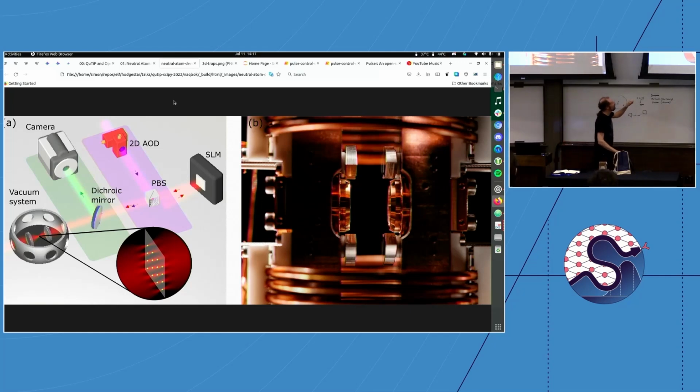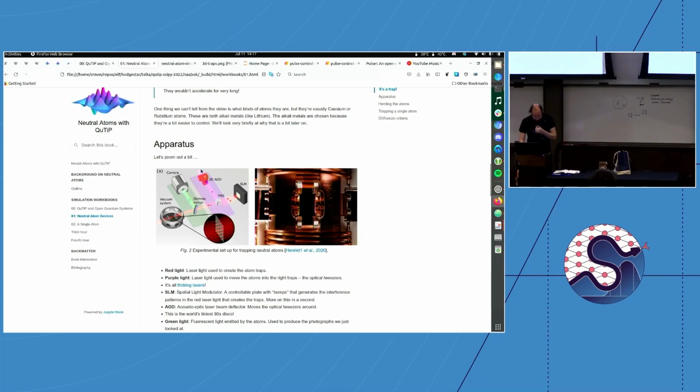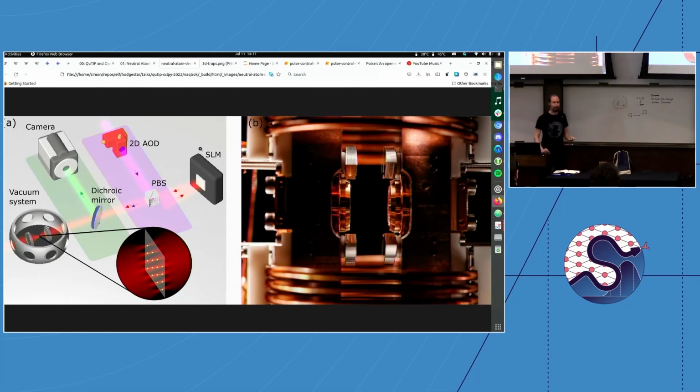And this little plate here on the right is the SLM, the Spatial Light Modulator, a very Star Trek name, but it does exactly what it says on the tin. It's a very carefully made bumpy surface. The laser light bounces off it and interferes with itself, and where you get constructive interference, you get these little traps which hold the atoms in place.